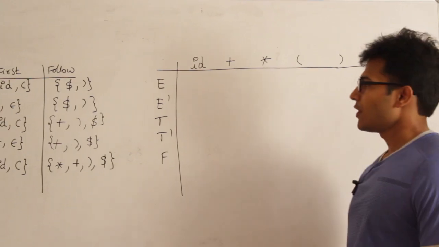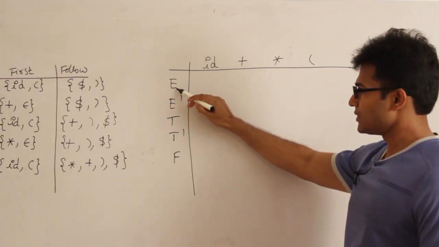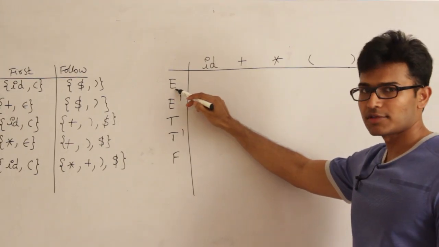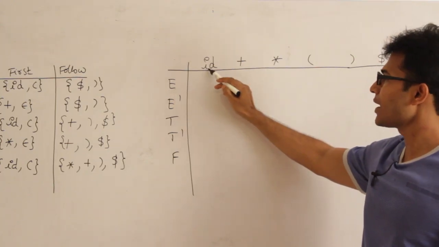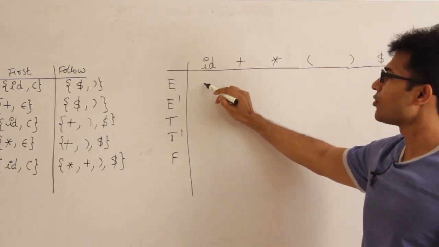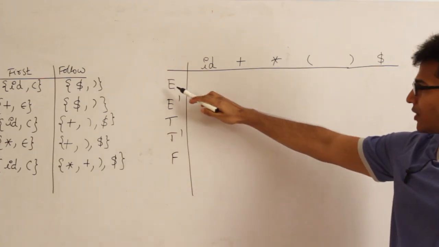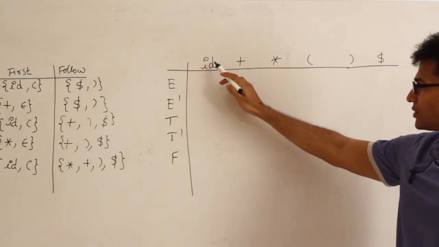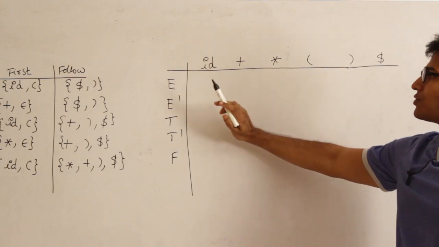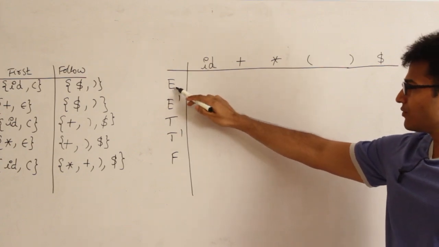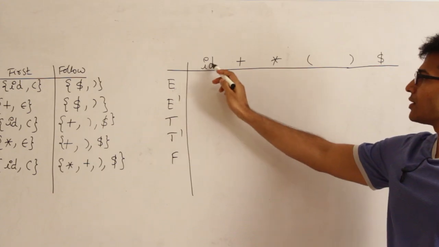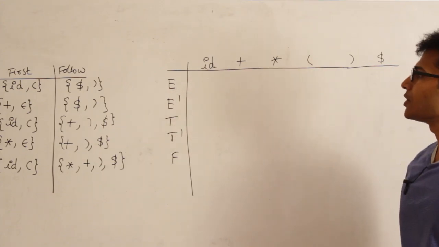So now what does it mean? If I am looking at E in the derivation process, and if the symbol that I have to get is id, what is the production that is apt? That is what I am going to write here. Whenever I see any variable, and if I have to generate a terminal, which production should I use? That depends on whether the first of that production contains this terminal or not.